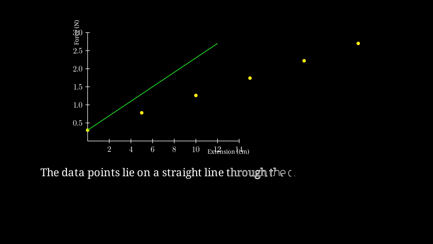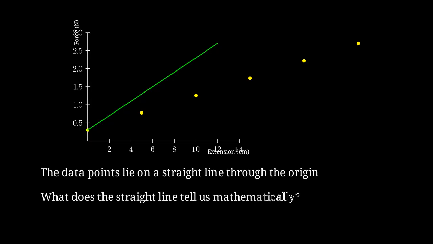The fact that the line passes through the origin makes sense. When there's no force, there's no extension. Zero force means zero deformation. What does this straight line tell us mathematically? A straight line through the origin has the equation y equals k times x, where k is the slope. In our case, force equals k times extension.